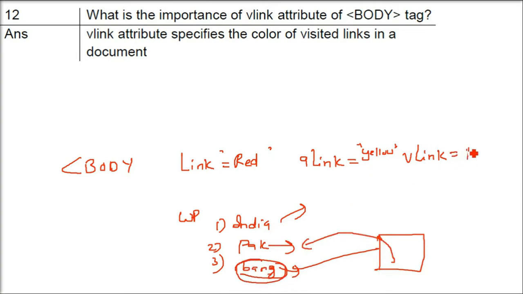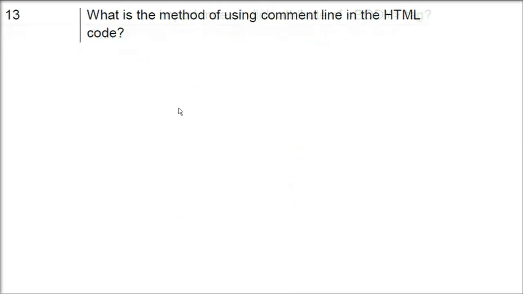And when you come back, you will see that Bangladesh has changed color. And what will be the color? It will be the one given in vlink. That means that link has already been visited. So when you come back to your original page, you know which link you have already clicked.